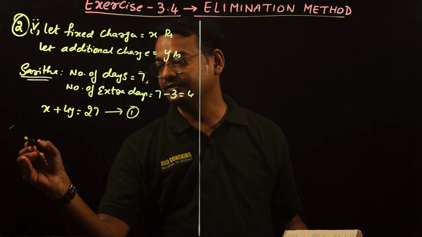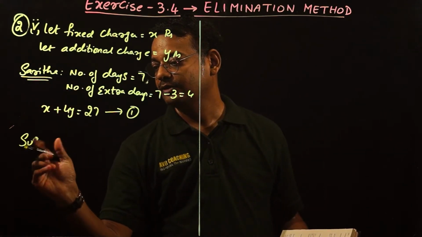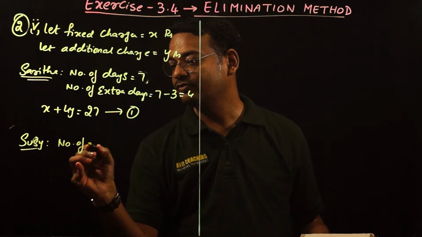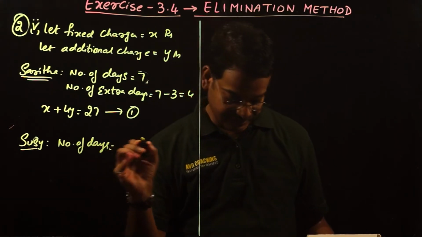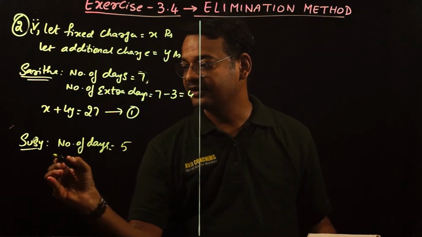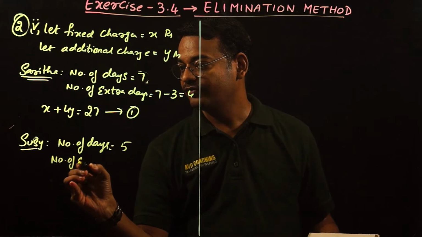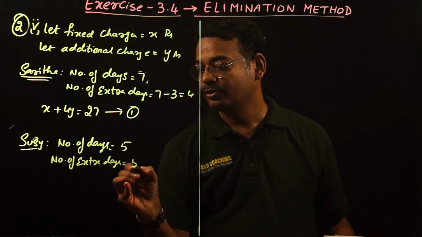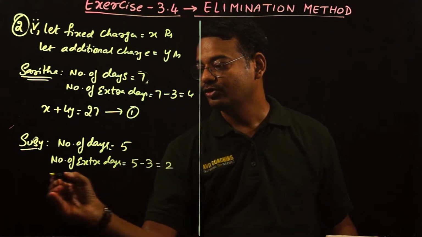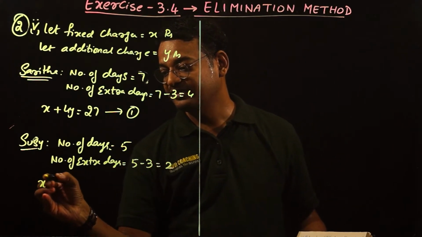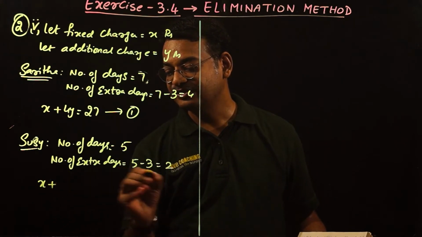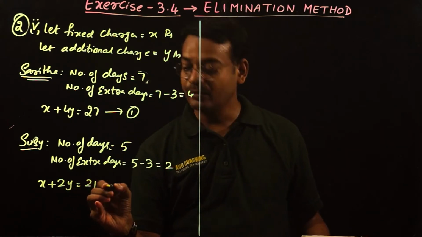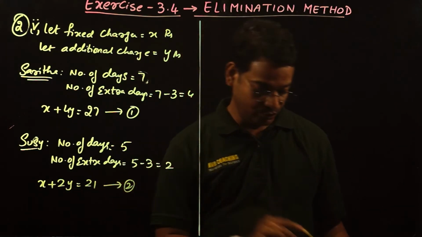Now comes Susi. The number of days she kept the book was 5 days, and the number of extra days is equal to 5 minus 3, which is equal to 2. Therefore the equation can be written as fixed charges plus charge for extra days, 2y, is equal to 21. So this is equation 2.